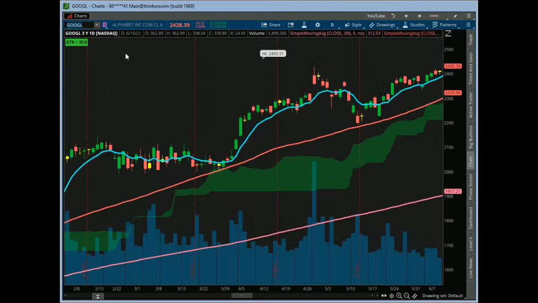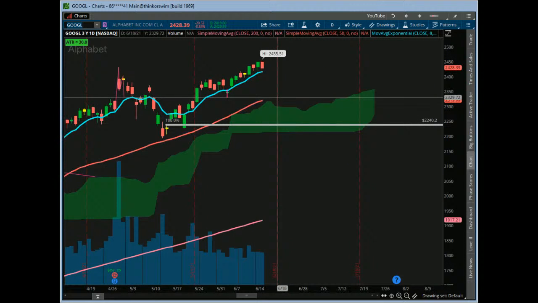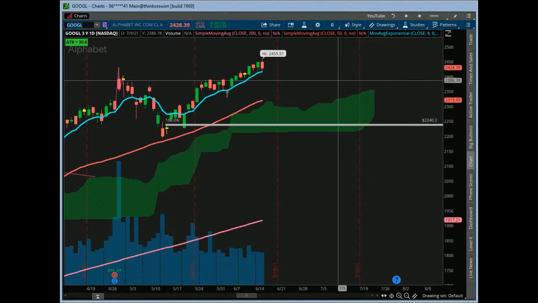Google, let's take a look. Nice. So Google, yeah, kind of a bearish engulfing candle on this one too. So a little bit of caution on that too. But again, it's kind of grinding its way up at all-time highs.